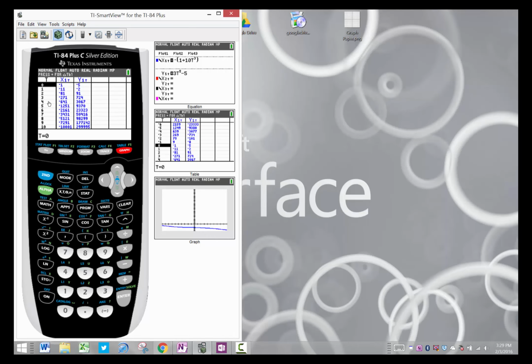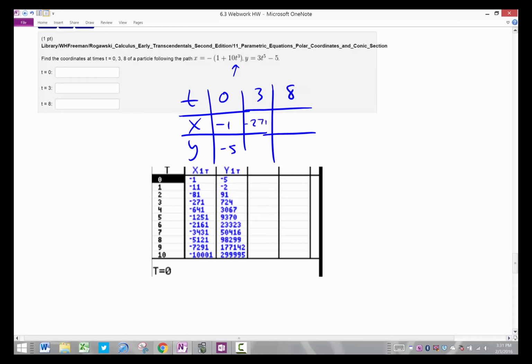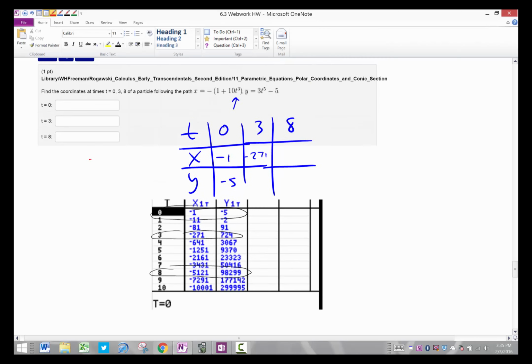You'll see that 3 is negative 271, and then the y value is 724. And then I asked for 8 again. 8 was one they wanted, which was negative 5121 and then 98,299. So I'm looking for when t is 0 right here, also when t is 3 right here, and then also when t is 8 right here. Those are the points I'm looking for. Obviously, enter these in as an ordered pair, like negative 1, negative 5, and you get the idea. Negative 271, comma 724, and so on.